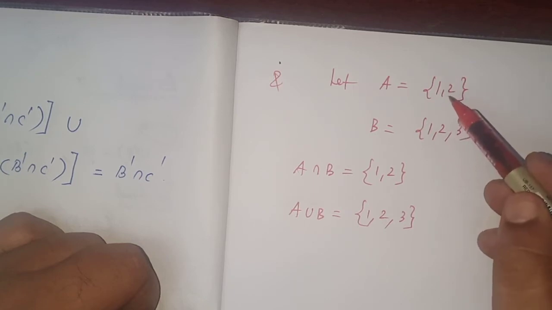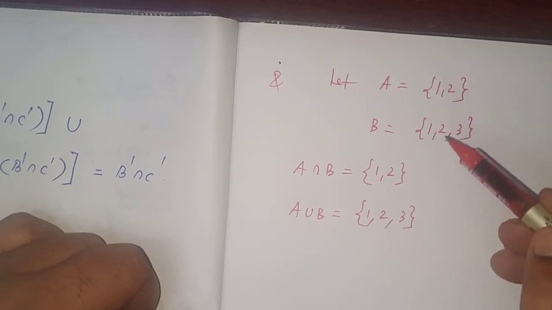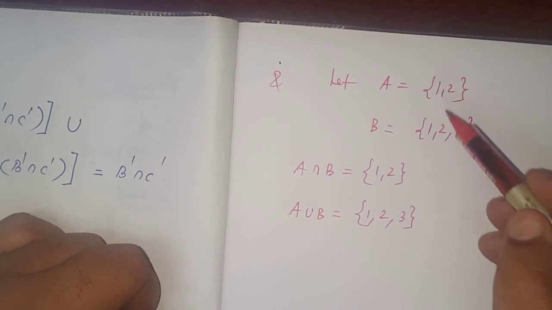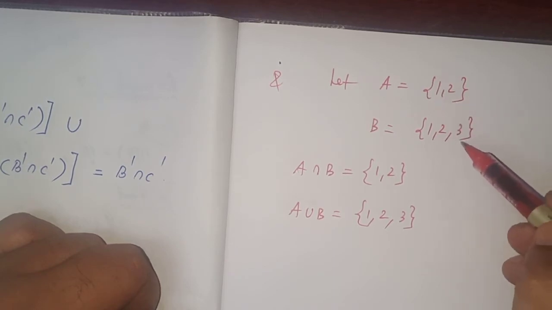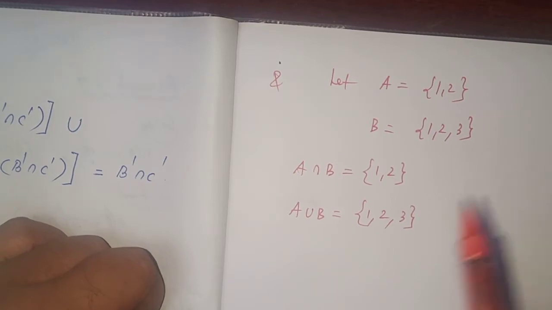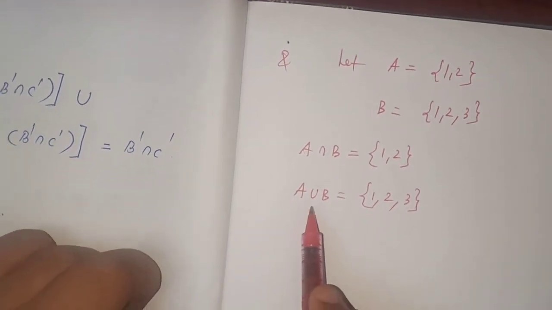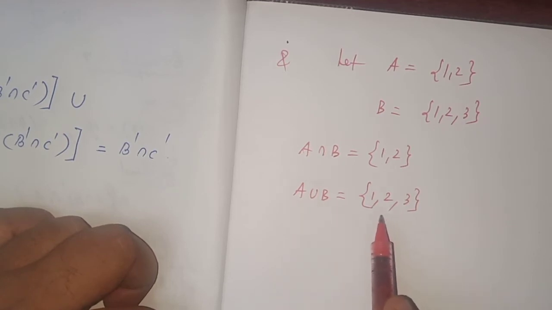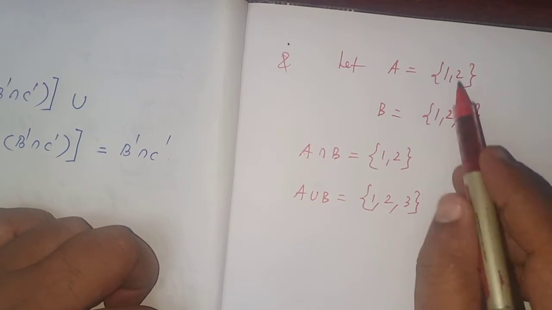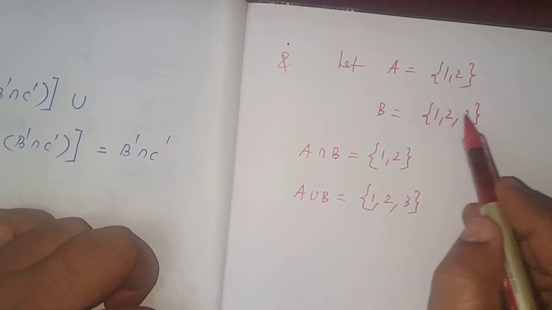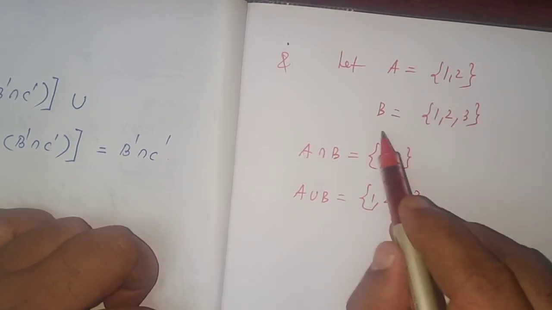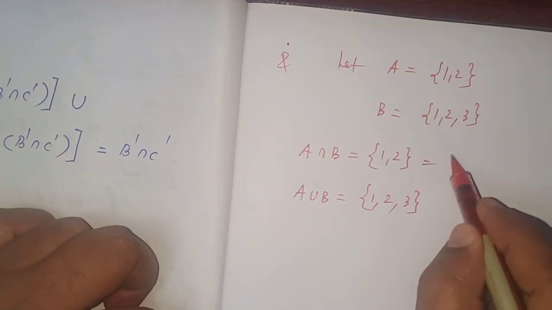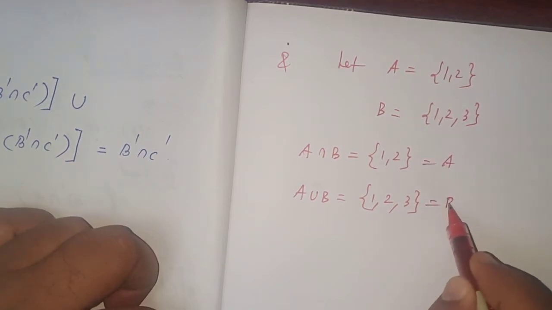Elements of A, elements of one set must be in the other set. Here 1, 2, here also 1, 2, the one extra element also there, 3. Now look at A union B. Whenever union comes, we have to take the set which has more number of elements. Out of these two sets, which set has more number of elements? B set only. So A is equal to B.